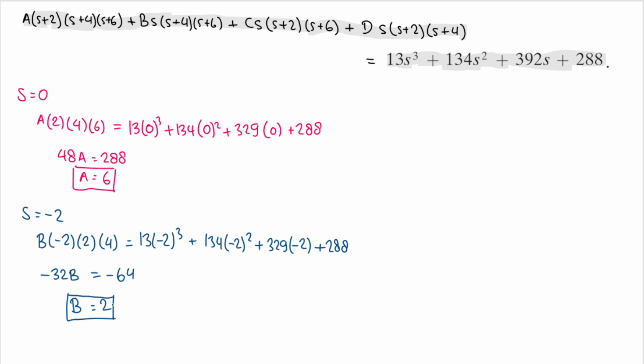Now what else can we do from here? Yeah, we need to play the same game here to get C and D. Okay, to get C, we will need to kill out the S plus 4 here, right? So we need to plug in S is equal to -4. And on the left hand side, we will have C multiplied by -4. And then -2. And then 2, right?